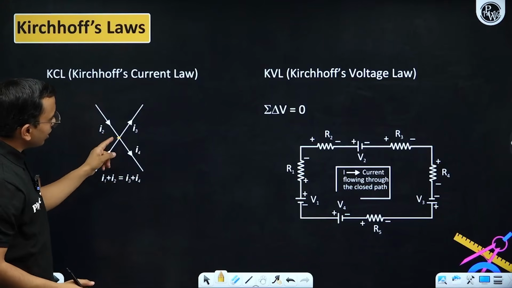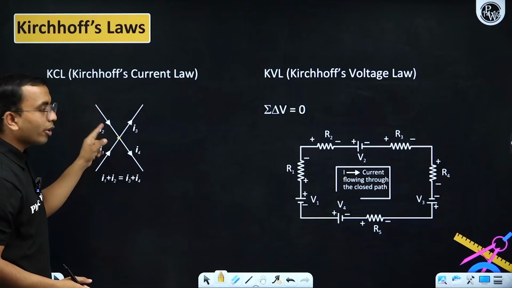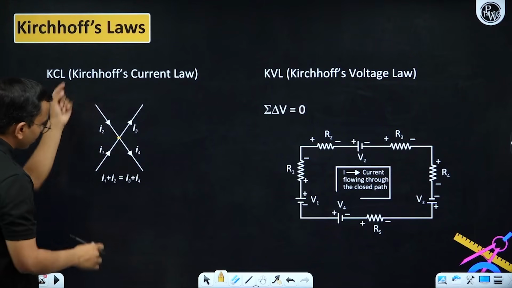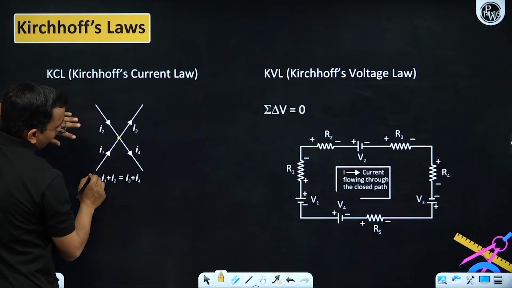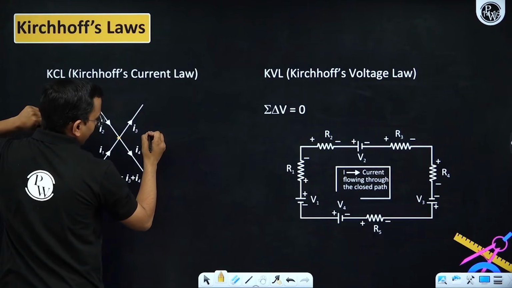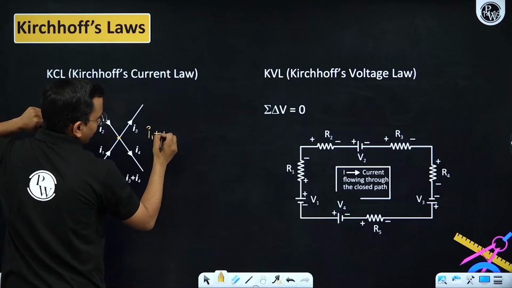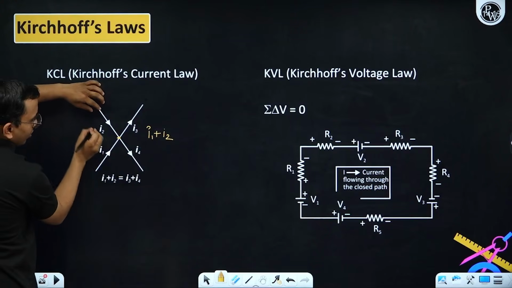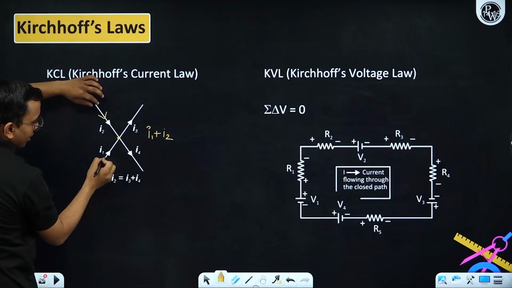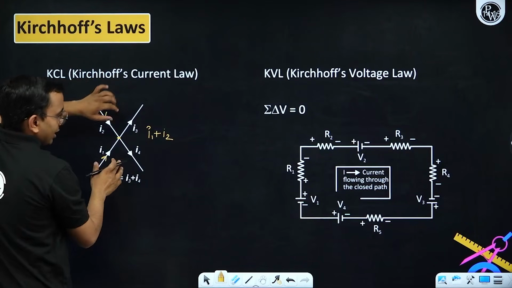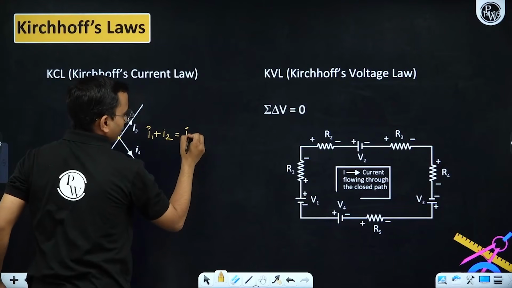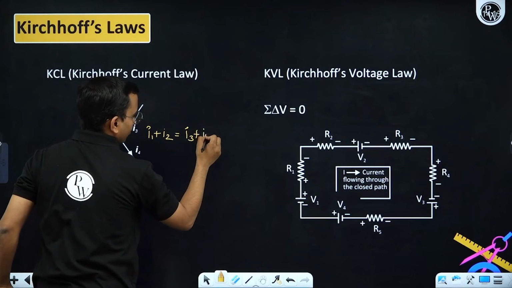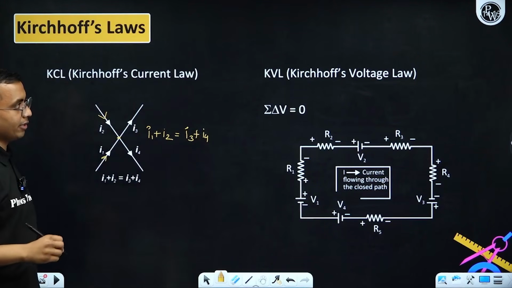So at this junction, whatever current is coming, the same current will be going away. When you are writing Kirchhoff's current law at any junction, first write the total current that is coming. I1 is coming, I2 is coming, so I1 plus I2. Now how much current is going? I3 is going and I4 is going. So it is equal to I3 plus I4. This is how we write it.